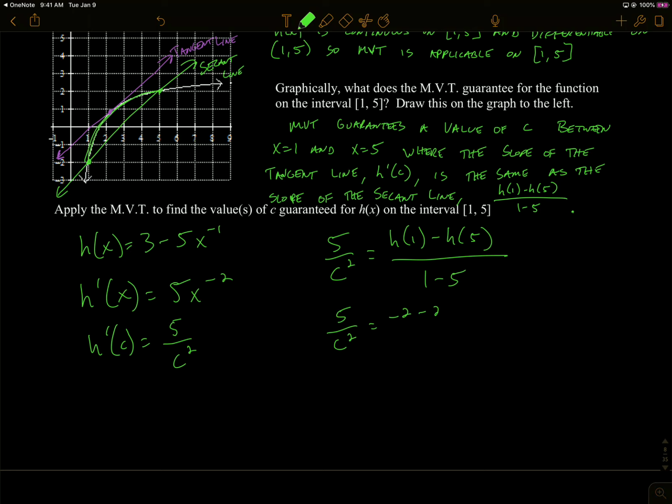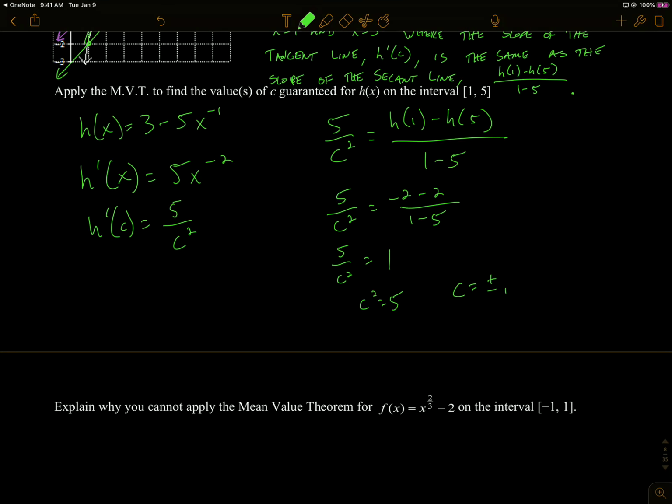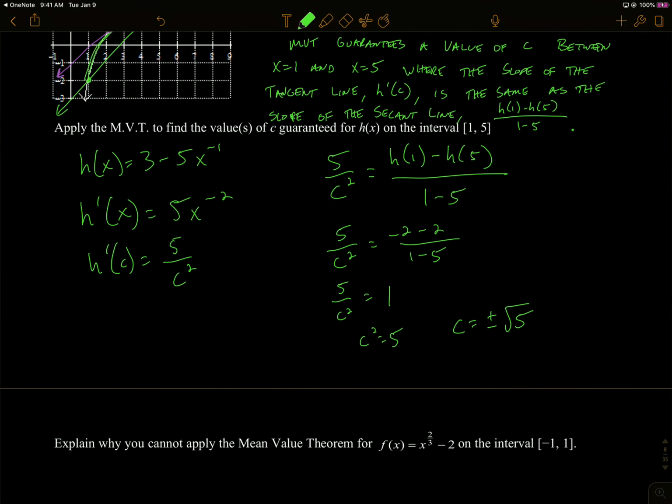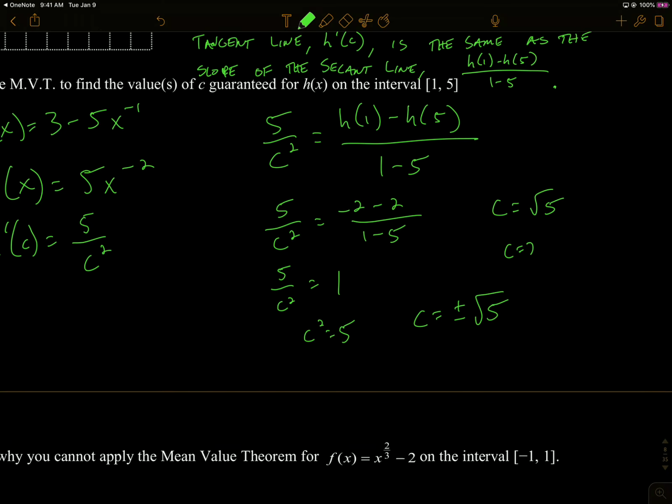Negative 2 minus 2 over 1 minus 5. So 5 over c squared equals 1, right? Yeah, so then if I cross multiply, I get c squared equals 5. So I get c equals plus or minus root 5. And we're talking about the interval from 1 to 5, so I can throw out the negative root 5. So c is going to be positive root 5. If this was a calculator exercise, I guess it would be 2.236.